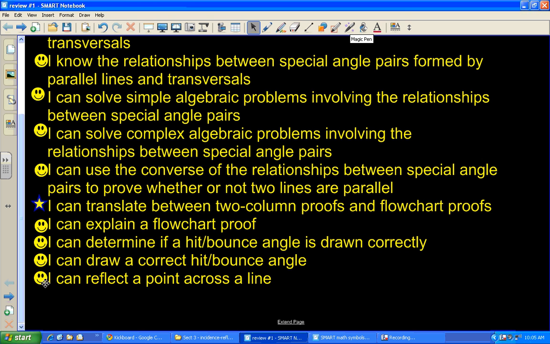We're down to this bottom half of learning targets. I'm going to start talking about converses, talk about the flowchart proofs, and then all this hit and bounce stuff. That's on the plate for today. To help keep this short, I will be referring to other videos that are already out there.